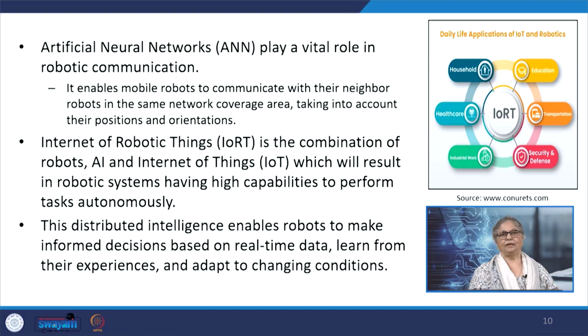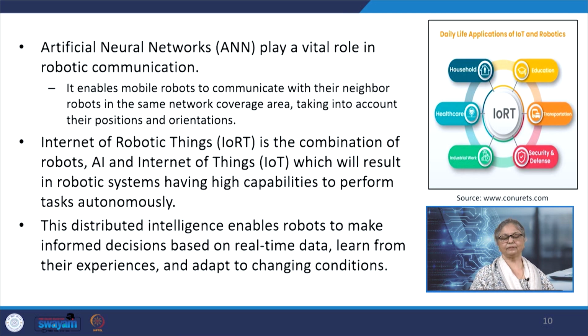Now, let us check the current and future possibilities of robotics in digital communication. ANN or artificial neural networks play a vital role in robotic communication by enabling the mobile robots to communicate with their neighbor robots in the same network coverage area. Internet of Robotic Things, that is IoRT, is a combination of robots, AI, and Internet of Things, which will result in robotic systems having high capabilities to perform tasks autonomously.